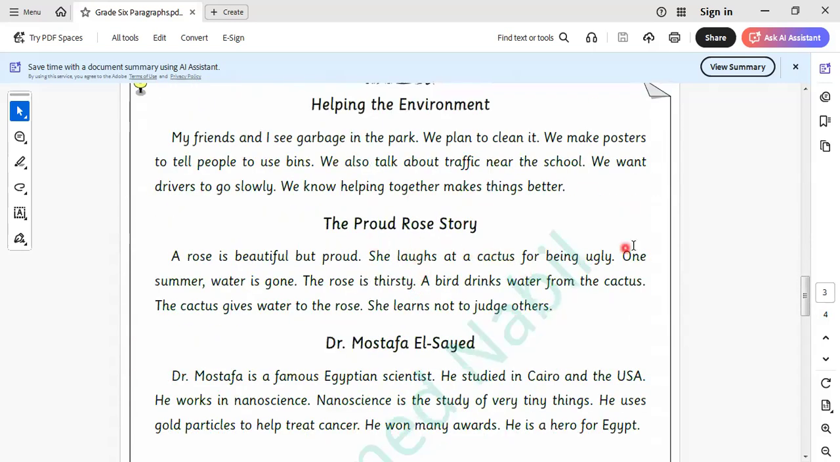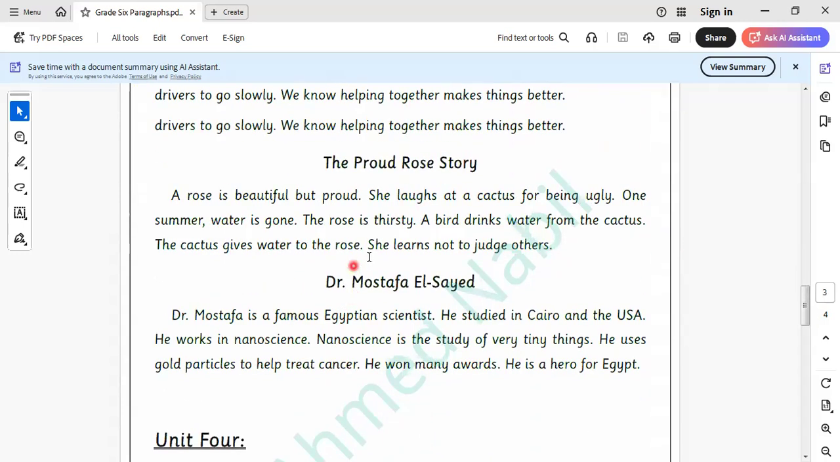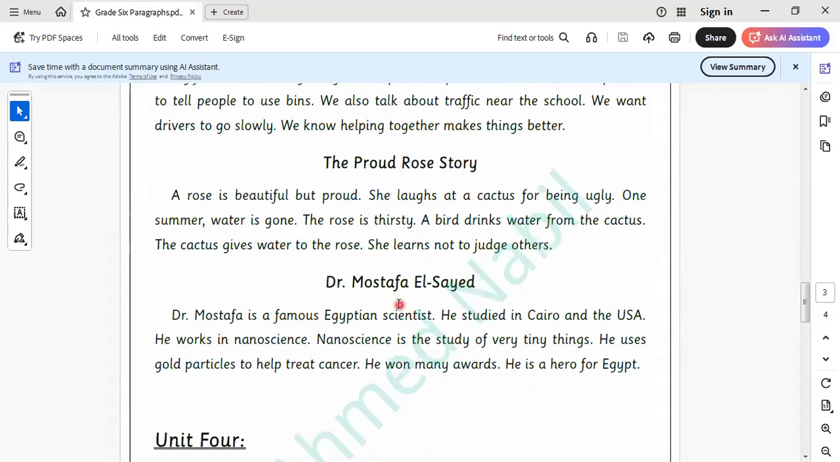The Proud Rose story. Here, I read this one and I read also Mustafa Said because in the exam, we can say you talk about a famous person that you know, like Mustafa Said, like Ahmed Zewail, and Dr. Magdi Yacoub, and so on. All these are the famous scientists and famous doctors in our community.